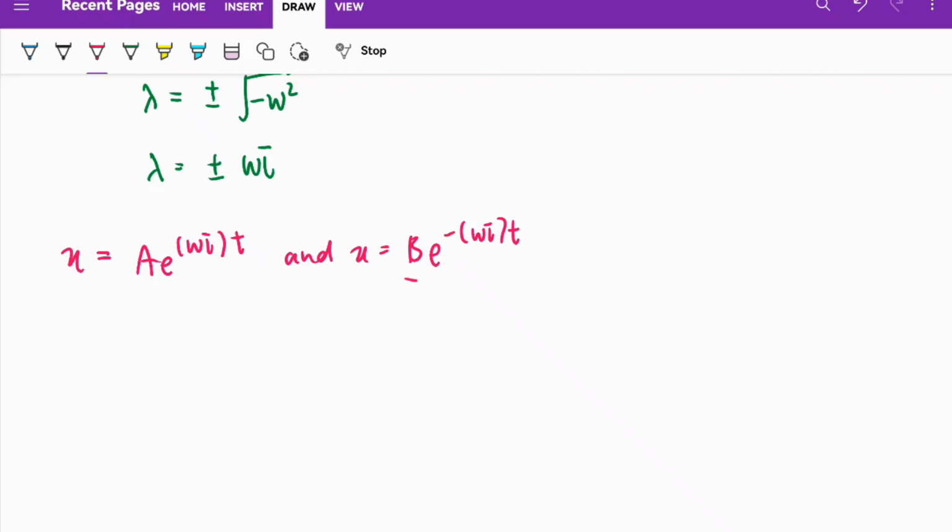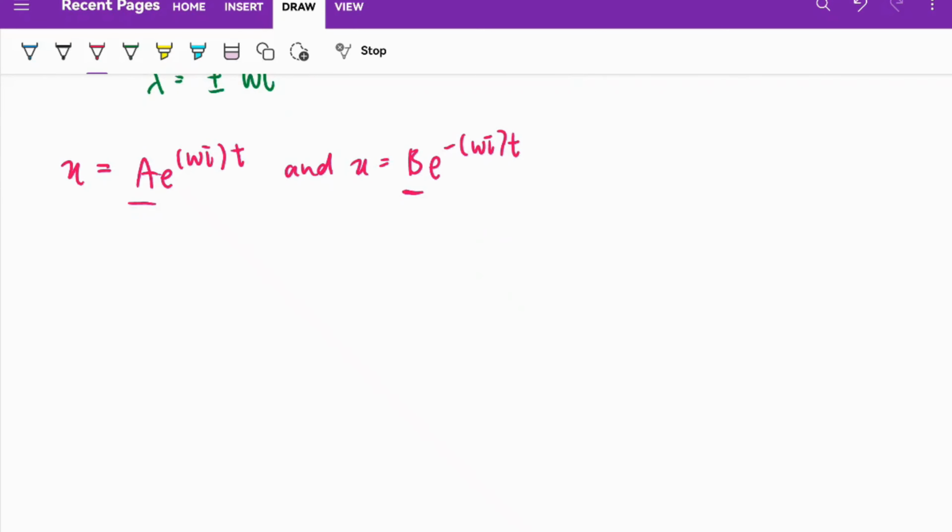Why do I use B here? If it's a second order differential equation, you have two arbitrary constants. If it's first order, then you only have one arbitrary constant. So the number of arbitrary constants in the solution is equal to the order of the differential equation. If you have third order, you have three constants. Alright, now we have these two solutions. So what are we going to do with it? Where are we heading?